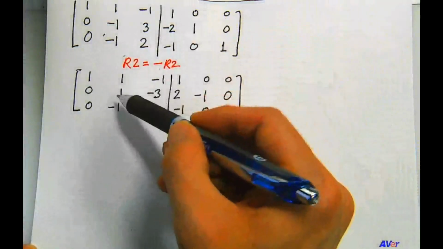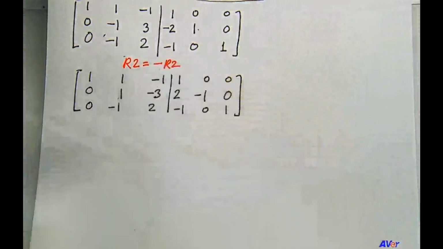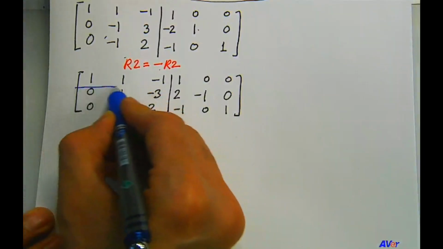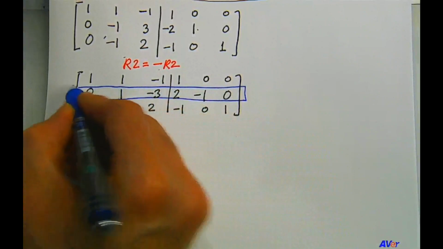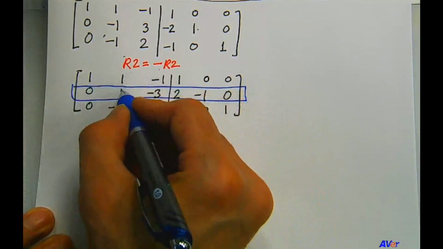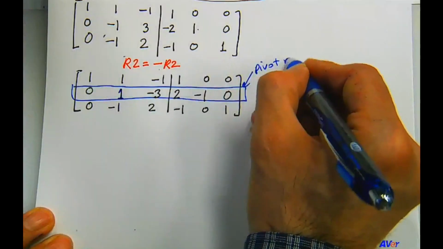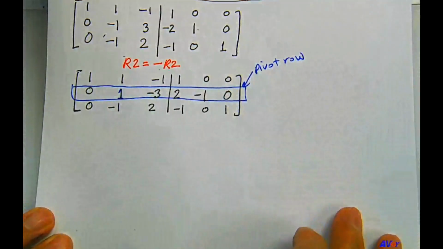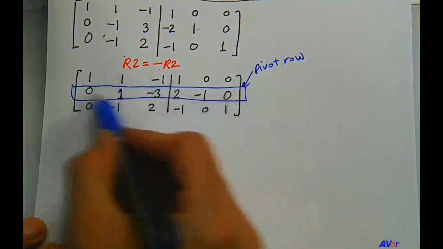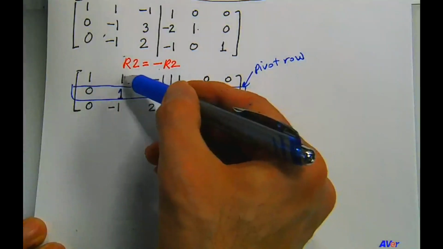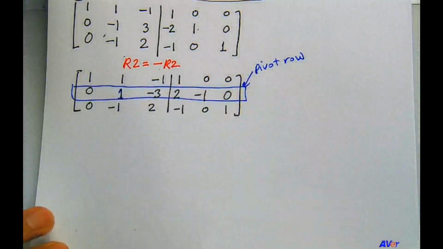Okay, so our objective is to get this column to look like this, right? 0, 1, 0. So we already got the 1. So our pivot row is row 2, right? Because that's the row that contains the diagonal 1 that we just got. So that's the pivot row. So we're going to use the second row, or the pivot row, to convert the 1 and -1 to 0.